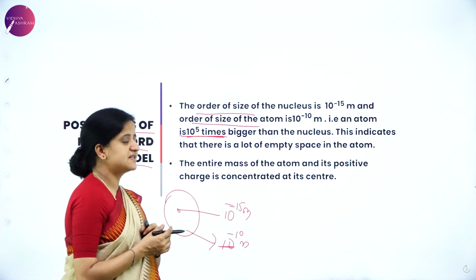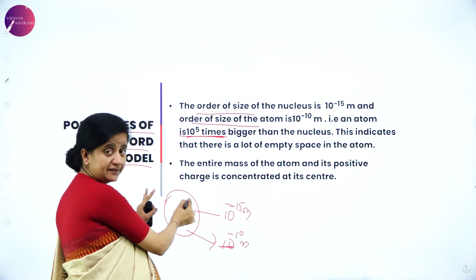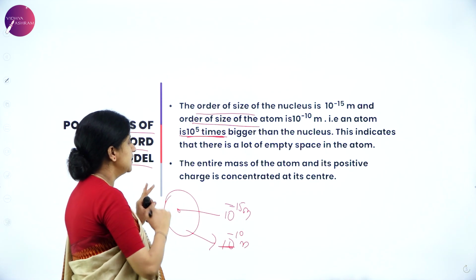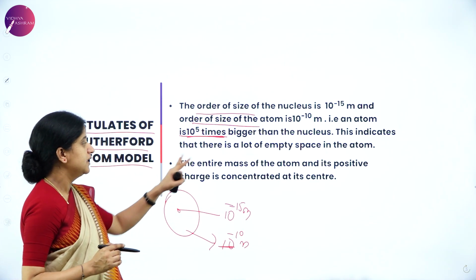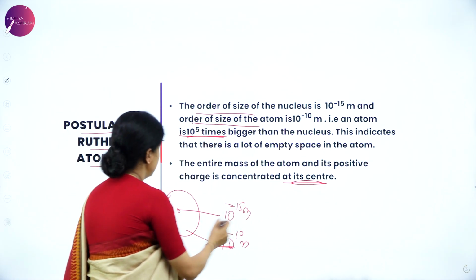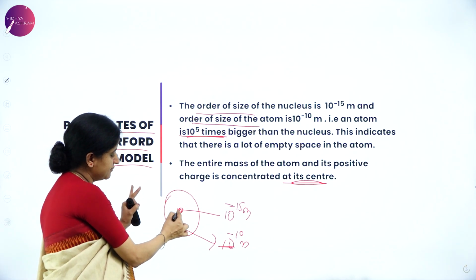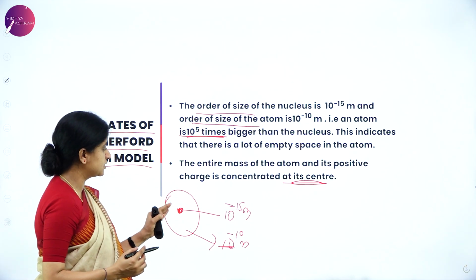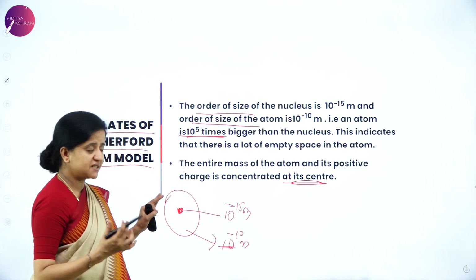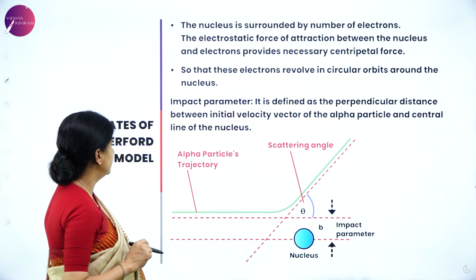So this indicates that there is a lot of empty space inside the atom. The entire mass of the atom and its positive charge is concentrated at its center. So here we can see the empty space, and the entire mass of the atom and also the positive charges are always concentrated at its center. This is the first postulate of Rutherford.